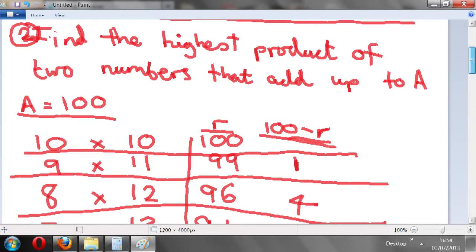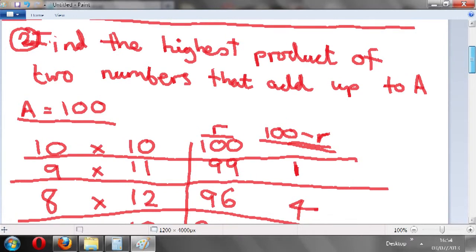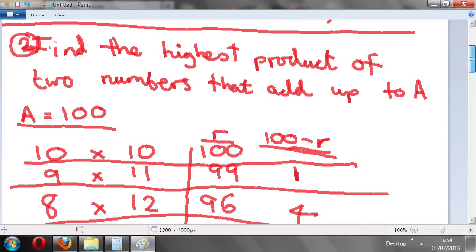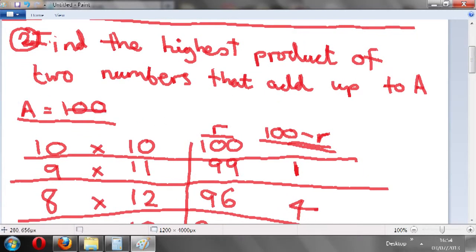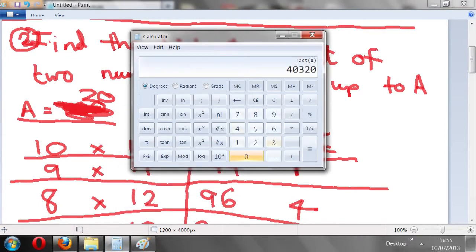Well, highest product, two numbers that add up to A. Sorry. A is 20 there. All right. So if we have, say, A equals 40 then, or 30 or 36. 36. So we've got 18 times 18. I should know that off the top of my head, but I've got a calculator, so I may as well start using it. All right, so it's 324. Right. So we could say that 324 is going to be the highest figure for the numbers that add up to 36.